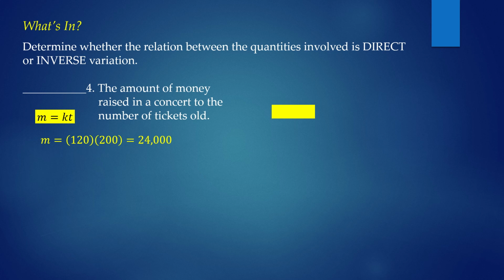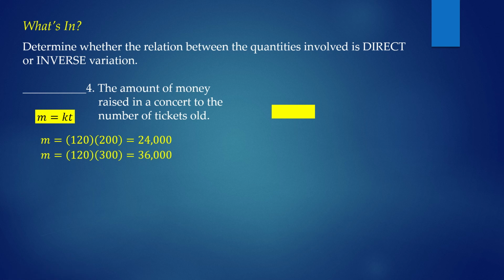Ilan ka buok ang nipalit sa ticket? 200. Example lang, T is represented by 200. So, if there are 200 persons who bought the 120 peso ticket, pila ang kita sa concert nianang time? 24,000 pesos. I-multiply ang 120 times sa 200 ka tao.